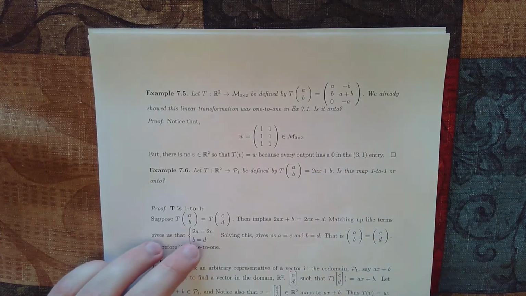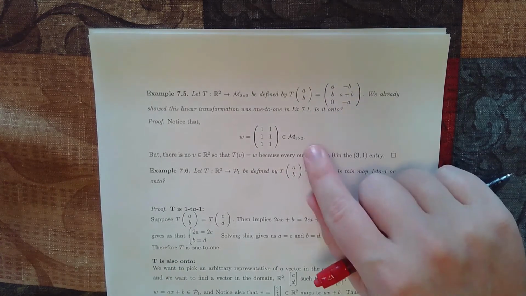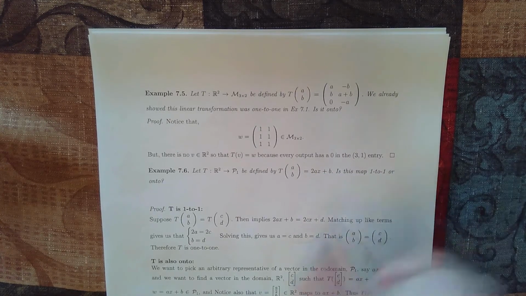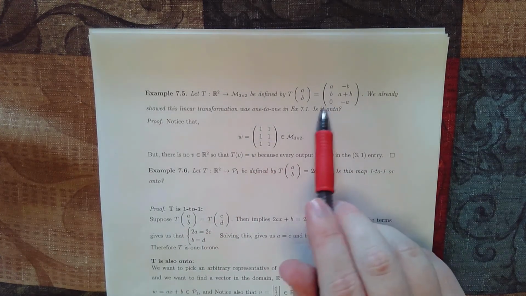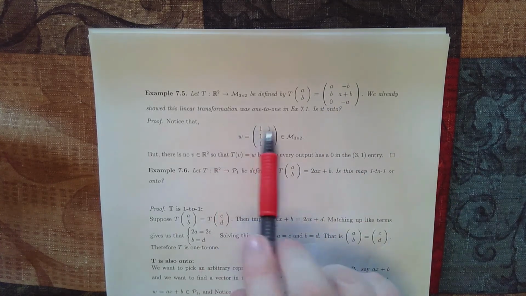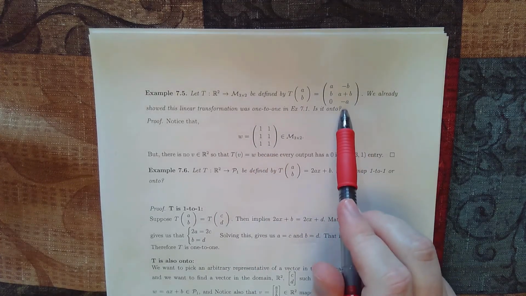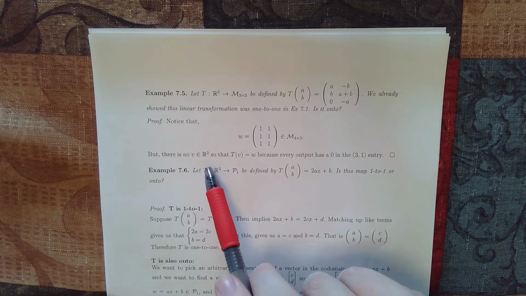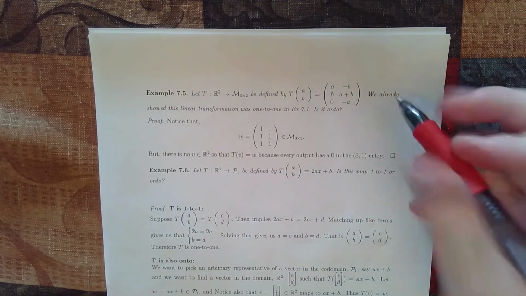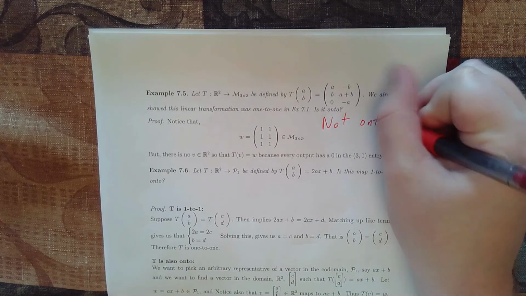So the question is, if I compared this to something in M3/2, is there any possible thing in M3/2 that I can't get as an output to the function? If we look, we can't have anything where there's a non-zero in the bottom left-hand corner. So if we look at 1, 1, 1, 1, 1, 1, this is something that will never be an output of this transformation. So because of that, it's not going to be onto.